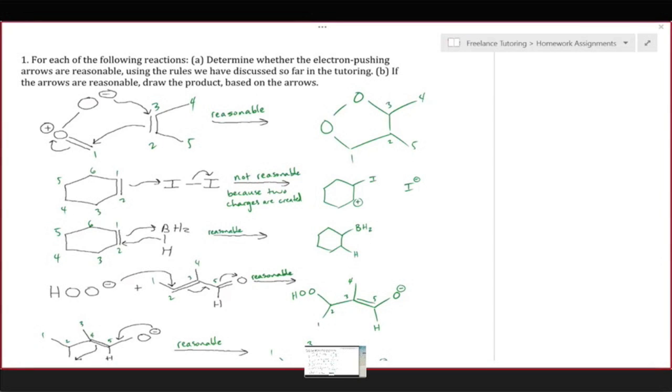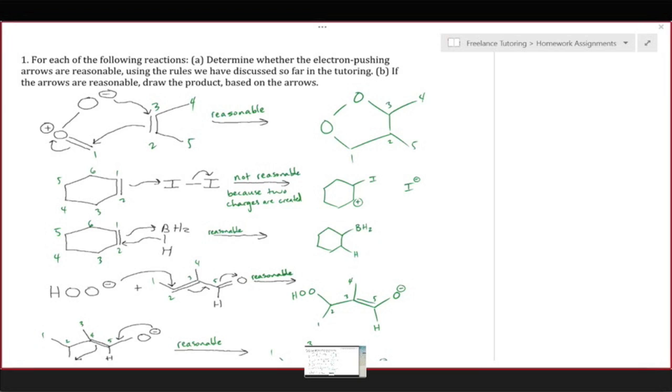Let's see. Okay, so you drew in... All right, you broke the right bonds and formed the right bonds, and you changed two charges. Very good. And then you said that this was not reasonable because two charges are created. All right, so actually it turns out this reaction is fairly reasonable.